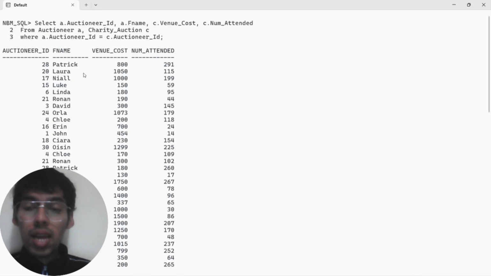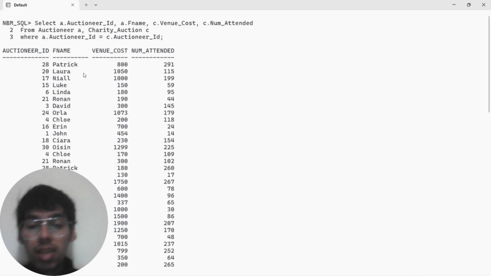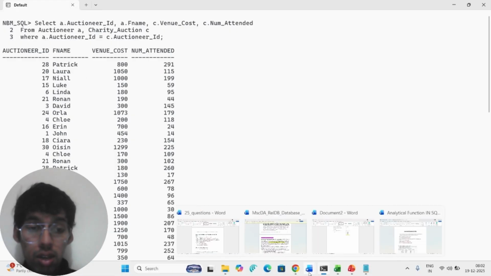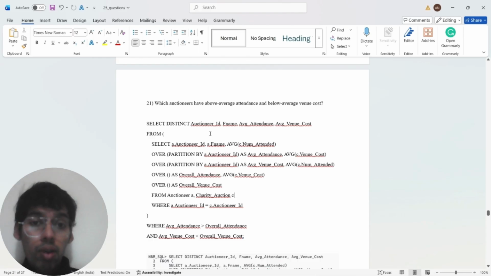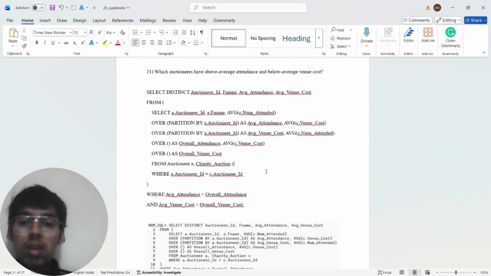So these are the four columns that we'll be dealing with for our question, that is, which auctioneer has above average attendance and below average venue cost. So moving to the question, initially we'll be dealing with the inner query as usual. Here we'll be finding the average of the number of attendees and the average of venue cost with the window condition of partition by. Since we are using partition by, the auctioneer's performance is evaluated across all the auctions rather than just one. Secondly, we'll be finding the average of the venue cost and number of attendees without a partition by condition.